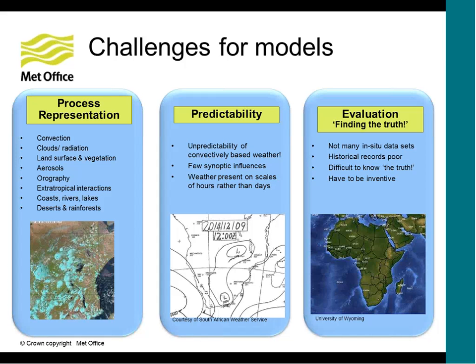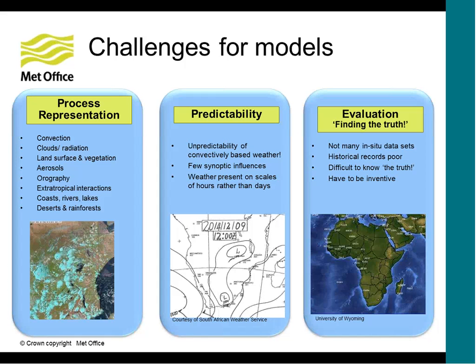Extratropical interactions, coast, rivers, and lakes. I haven't even talked about Lake Victoria, but it has a fascinating meteorological system around some of the big lakes in Africa. And of course, the deserts and rainforests. A lot of these features are very small scale, but have big scale influences. As you've been seeing in those satellite images, some of those small scale storms can develop into very large mesoscale systems that can influence on a very big scale and cause a lot of destruction and a lot of problems for people who live in Africa.